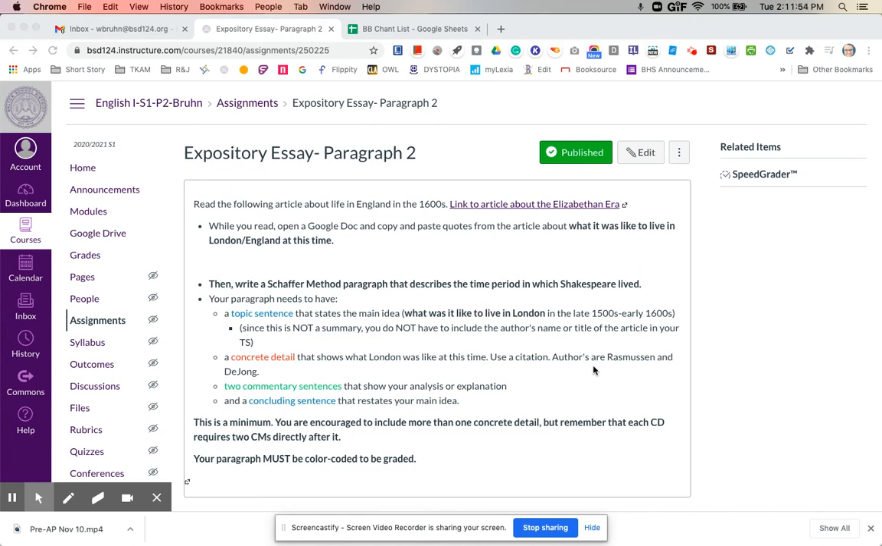All right, so for expository essay paragraph 2, you're going to be doing something very similar to what you did for paragraph 1. But this second paragraph is about what life was like in London and in England during the 1600s. So basically, during the time that Shakespeare was alive, the late 1500s to early 1600s.